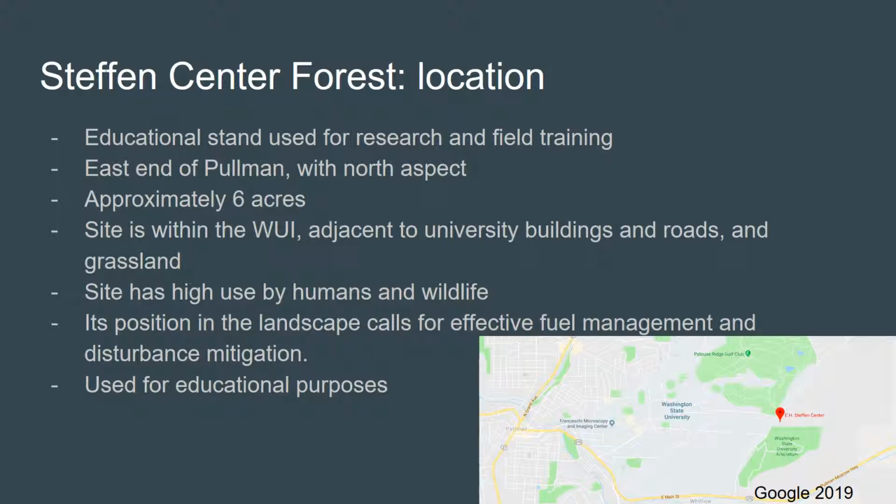The site sits within the wildland urban interface, so it's adjacent to university buildings and roads and a grassland. The site has high use by humans and wildlife, and because of this and its position in the landscape, it calls for effective fuel management to mitigate for fire and other disturbances.